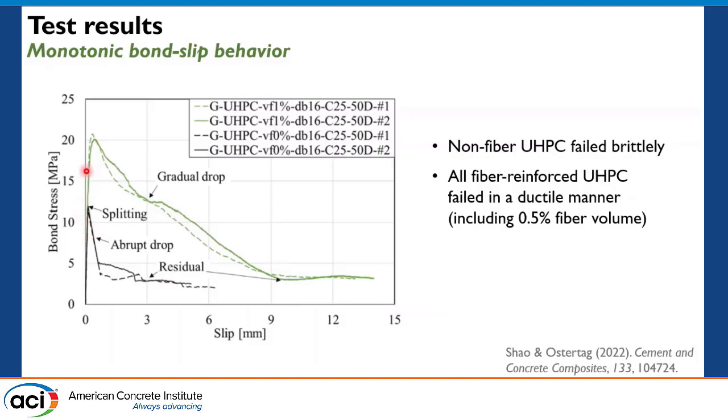For all other UHPC materials, even with 0.5% fiber volume, we can see that the splitting crack was very well restrained after forming, and the UHPC can show a much higher bond strength than non-fiber UHPC, and the failure was very gradual until a plateau was reached. I think we had a question previously about the bond performance of UHPC. For all fiber reinforced UHPC, even 0.5% fiber volume, they are very ductile, and the bond strength is above 20 MPa, much higher than what we may see in conventional concrete.